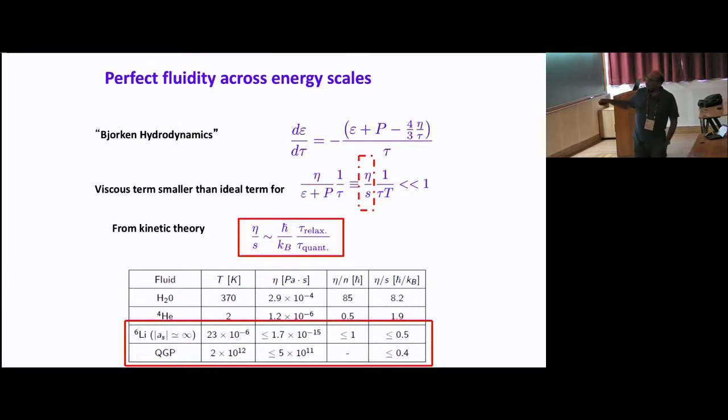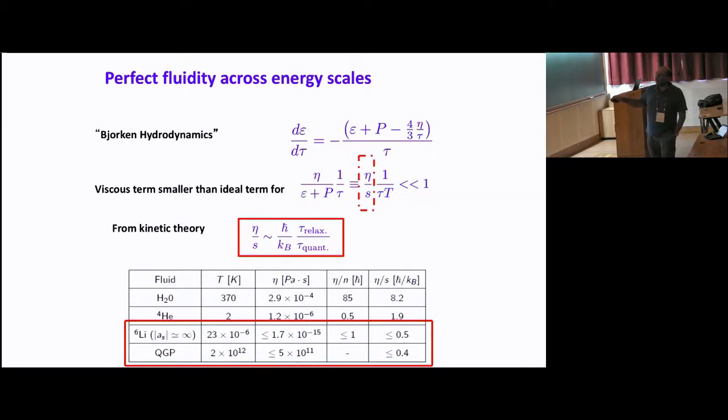And these fluids have different temperatures. So water is about 370 kelvins. Liquid helium is much colder. It's 2 kelvins. These cold lithium atoms are 10 to the minus 6 kelvins, while the QGP, of course, is on the order of 1 trillion kelvin, right? Now, the etas are also very different from each other. So the viscosity of water, in Pascal seconds, is about 3 times 10 to the minus 4.